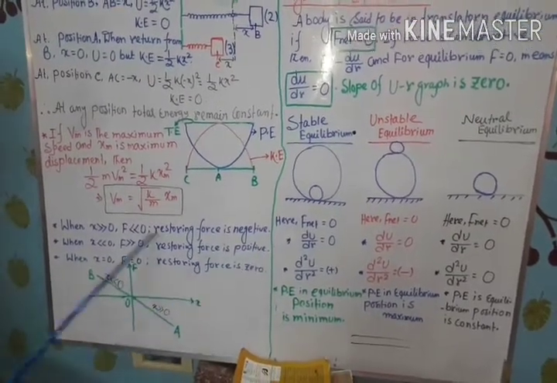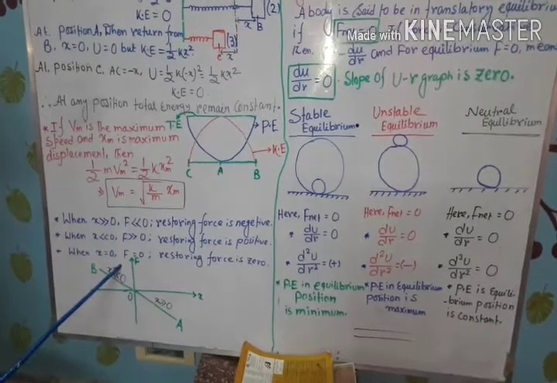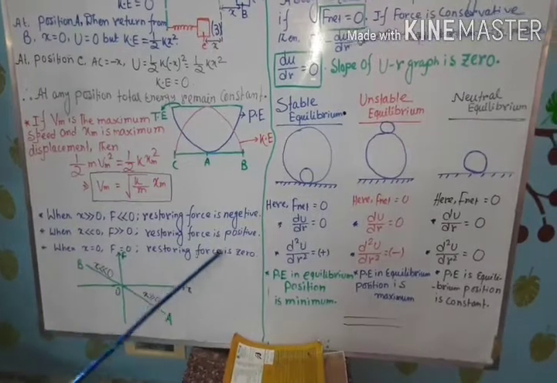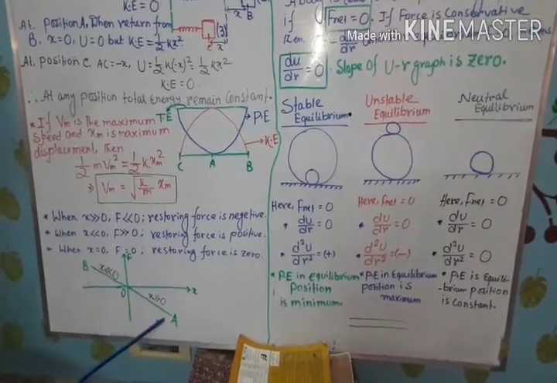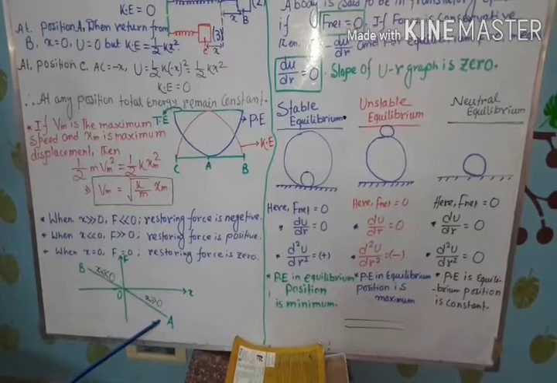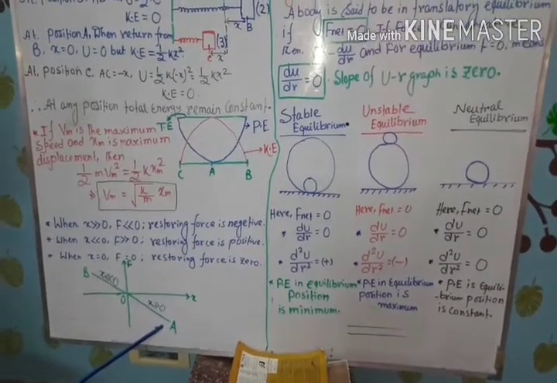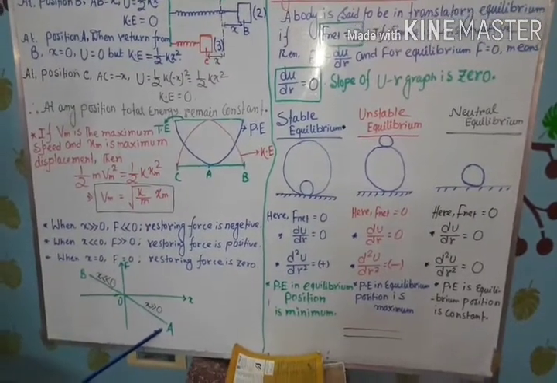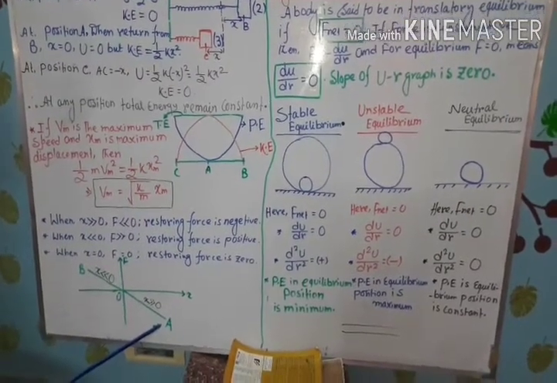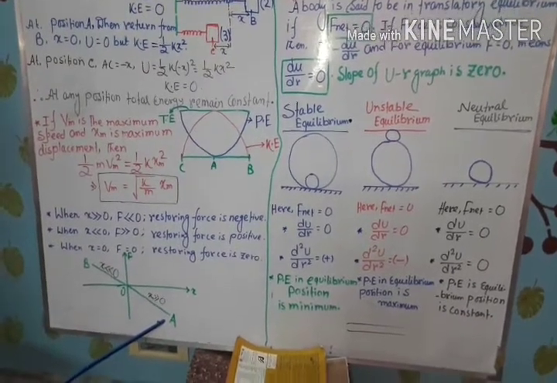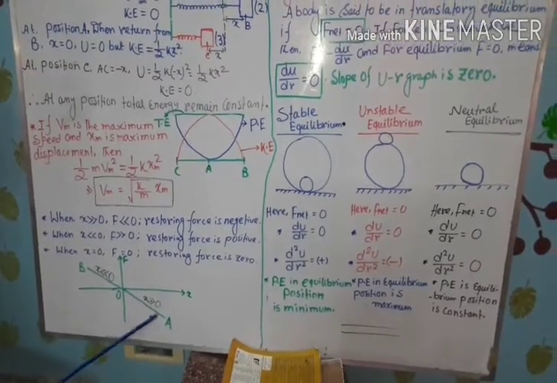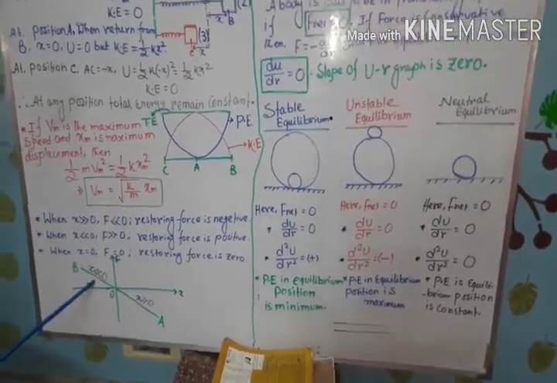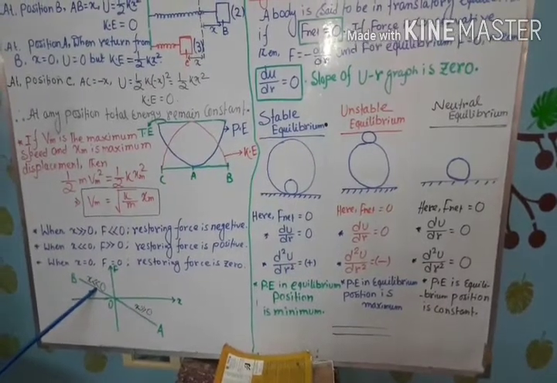And whenever x is equal to 0, there is no extension or compression of the spring, so the restoring force on the spring is 0. This is the graphical variation of the restoring force with the elongation and compression of the spring. Now see the graph very carefully. The OA portion of the graph represents the restoring force acting on the spring whenever the spring is elongated. The OB portion represents the restoring force acting on the spring whenever the spring is compressed.